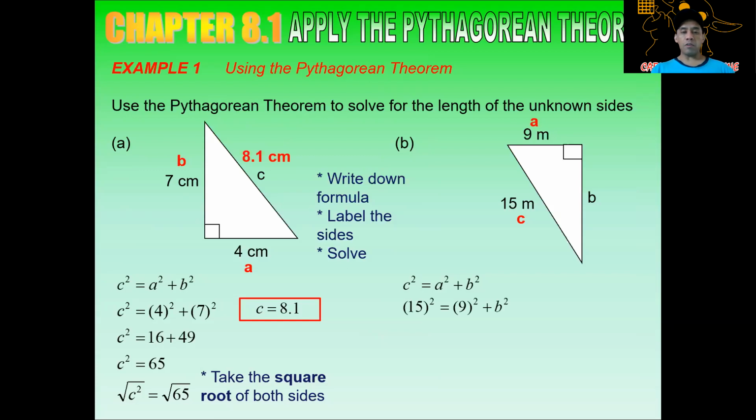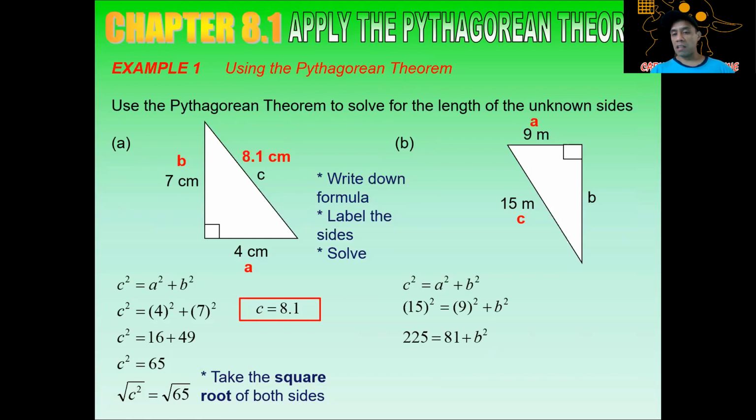Now you notice if you compare this question to the last one that we did, the first step is already different. We already have a value for C. So in the next step here, we're just going to simplify those numbers. So 15 squared gives me 225, and then 9 squared gives me 81. Now what we want to do here is to solve for this B over here. So we're going to leave it exactly where it is.